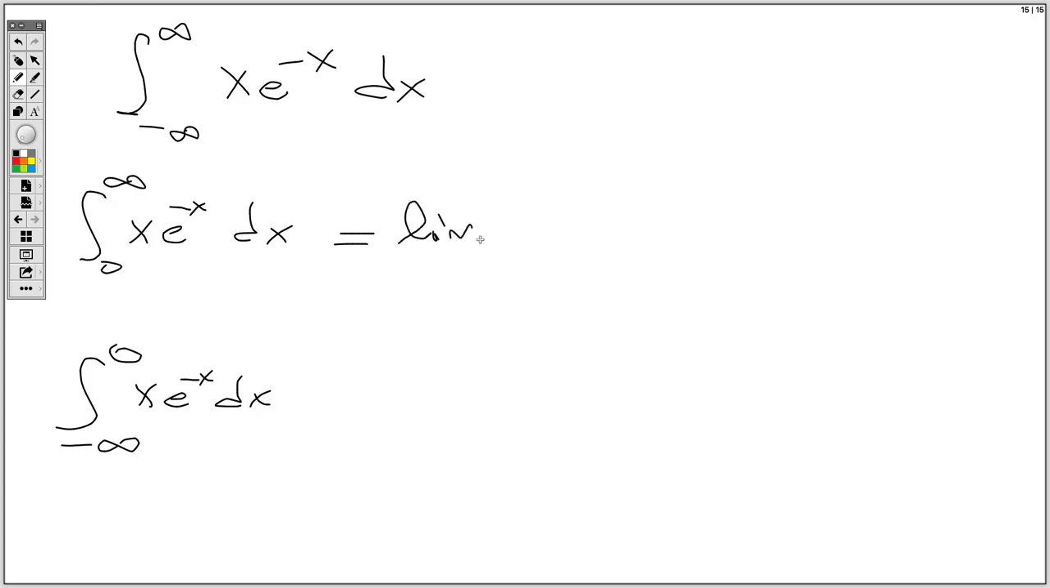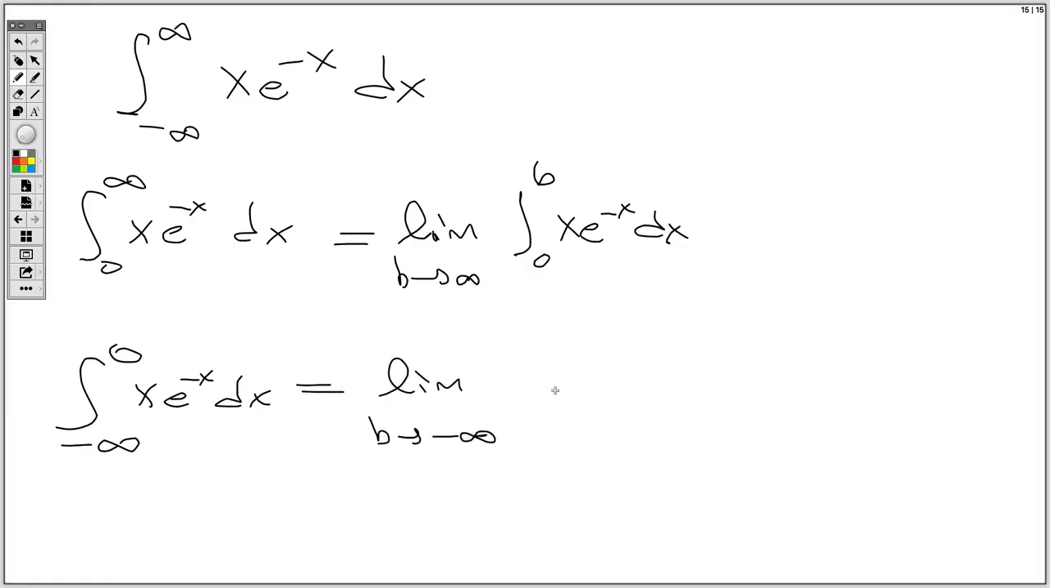So this would be the limit as b goes to infinity of the integral from 0 to b, x e to the minus x dx. And this would be the limit as b goes to minus infinity of the integral from b to 0, x e to the minus x dx. So in both of these cases, I'm going to have to determine the integral of x e to the minus x. And once again, that's a good review of parts.